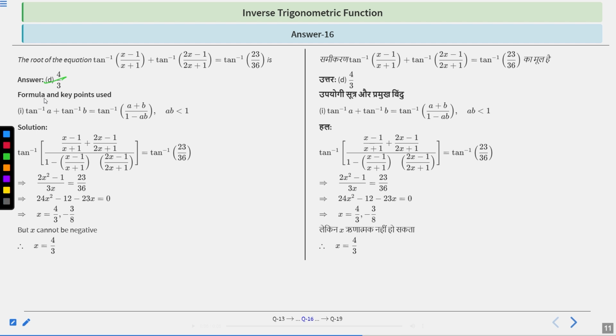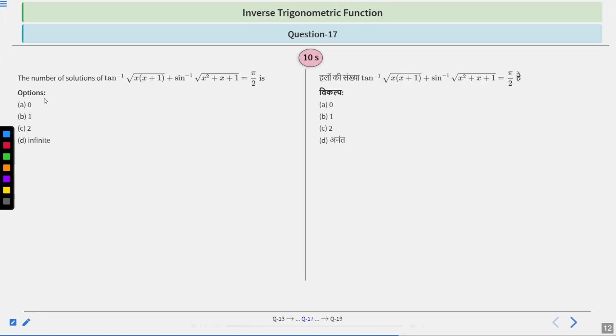Got it? Now, let's move to the next question, question number 17, which says the number of solutions of tan inverse root over (x into x plus 1) plus tan inverse root over (x square plus x plus 1) is equal to pi by 2 is.